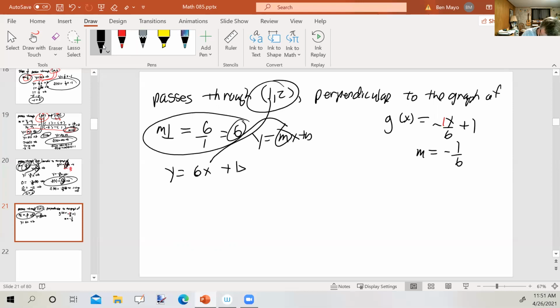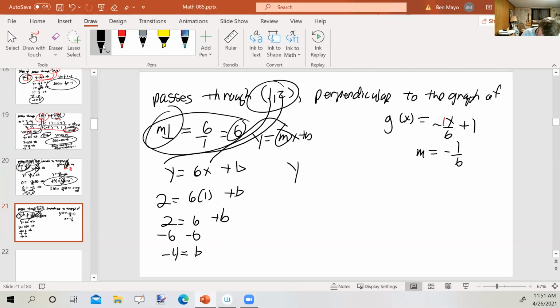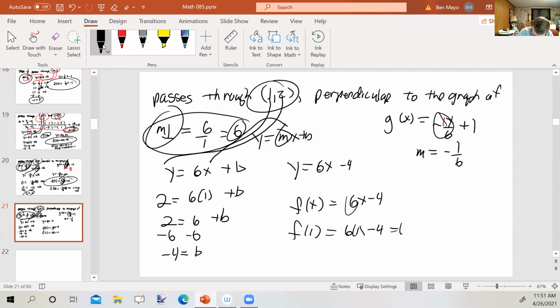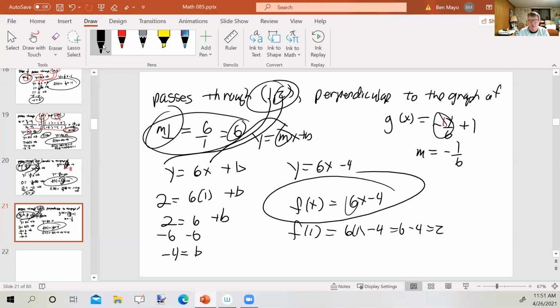Using the point, 1 goes in for x, 2 goes in for y. 2 equals 6 plus b, subtract 6. Negative 4 equals b. So don't forget to use the negative reciprocal slope, this one. So y equals 6x minus 4, or f of x equals 6x minus 4. Again, the slopes should be negative reciprocals, and f of 1 should equal 2, and it does. So our equation is correct.